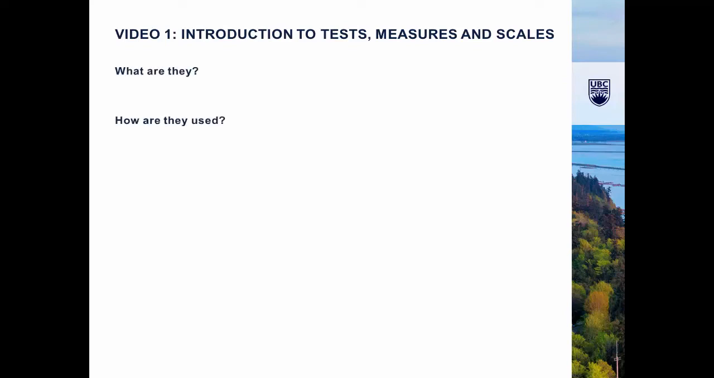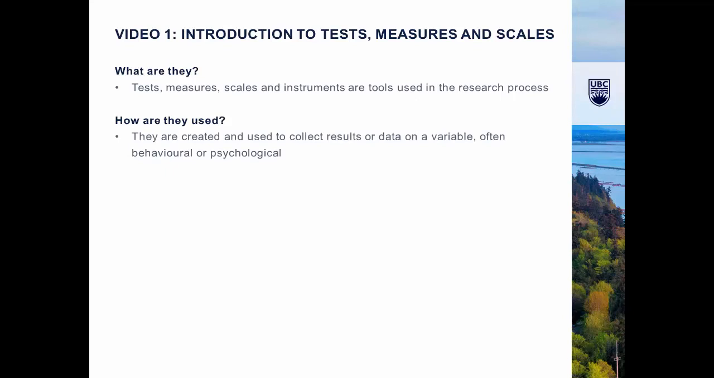So what are they and how are they used? Tests, measures, scales, and instruments are tools used in the research process. They are used to collect results or data on a measurable variable. To illustrate how they are used, let's look at a few well-known examples.